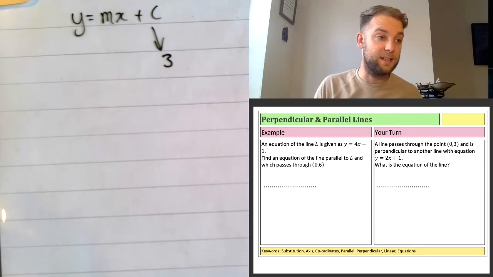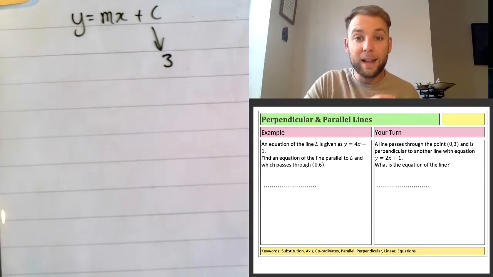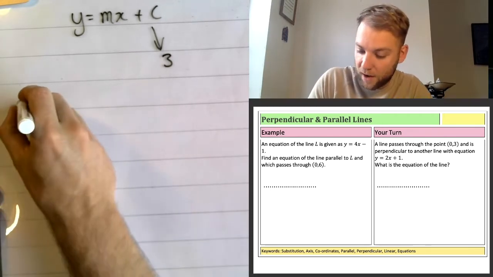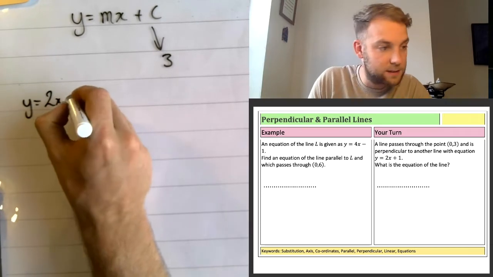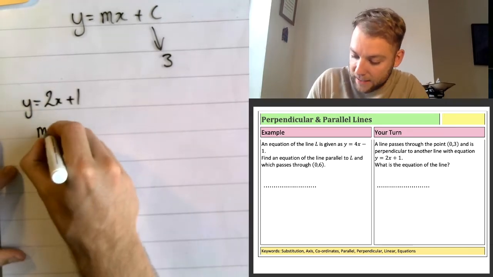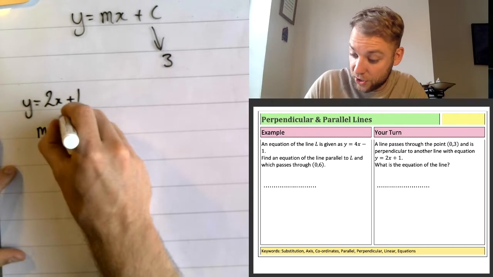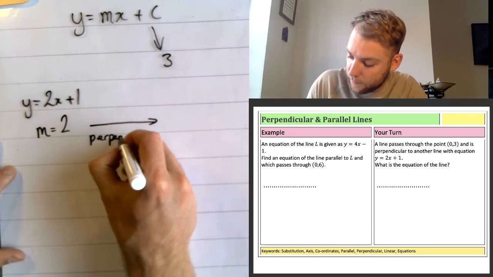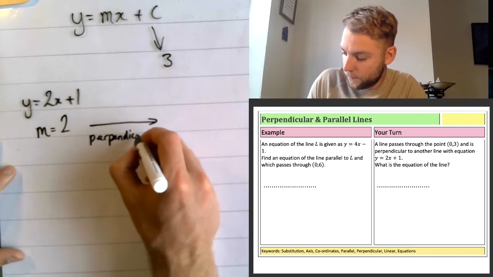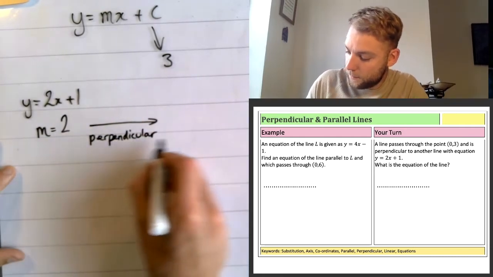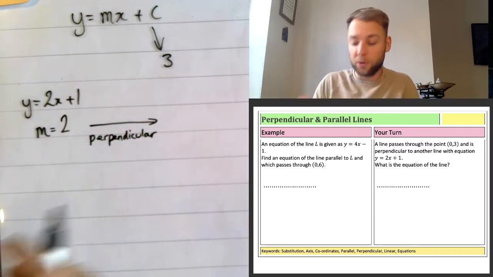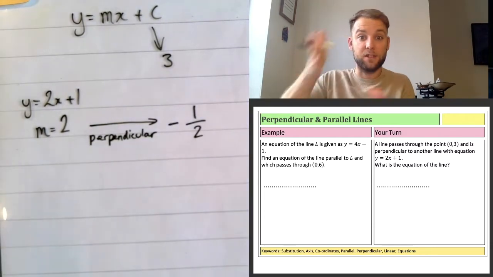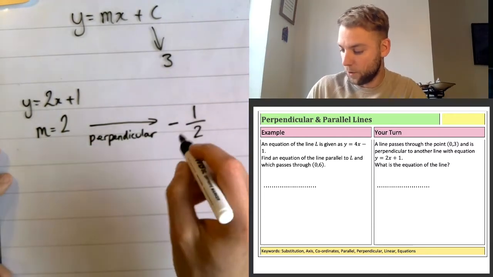The only other thing I need to know is this gradient. Now, the gradients of these ones aren't the same because it says that these lines are perpendicular. So if I've got y equals 2x plus 1, the gradient of this one is the number in front of that x, which is 2. And my perpendicular gradient is going to be the negative reciprocal of this. So it's going to be 1 over 2 with a negative in front, the negative reciprocal.